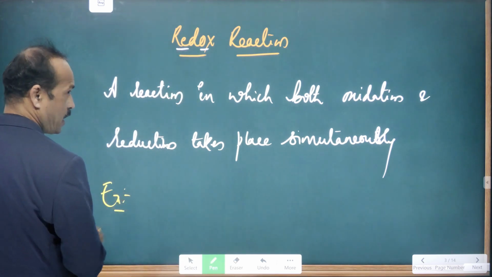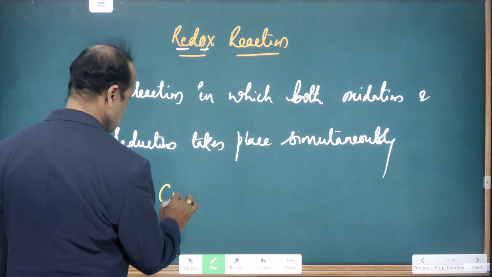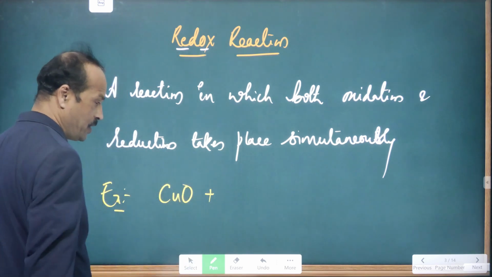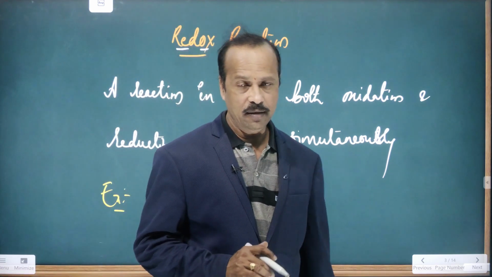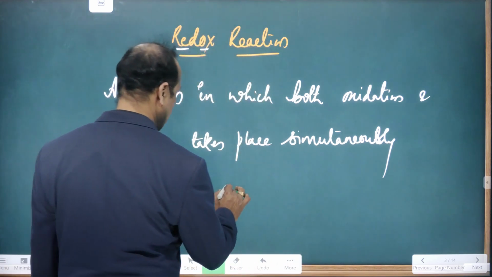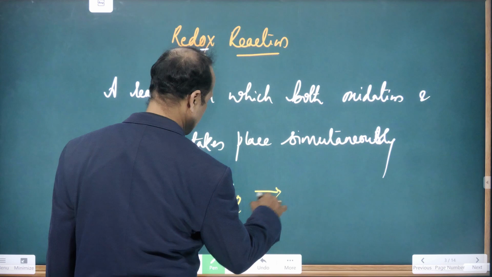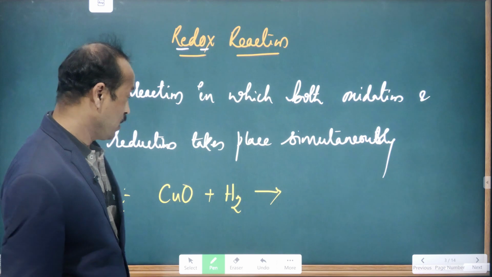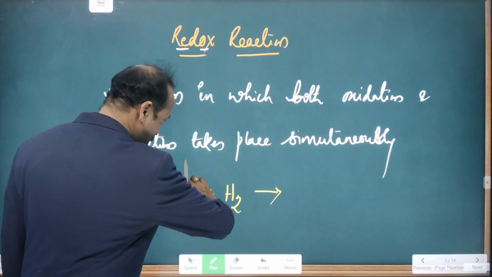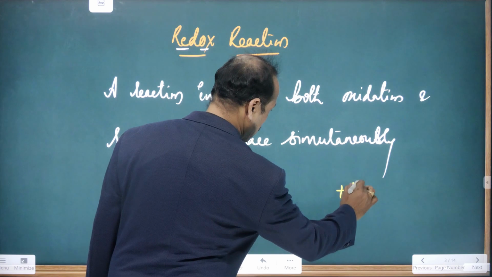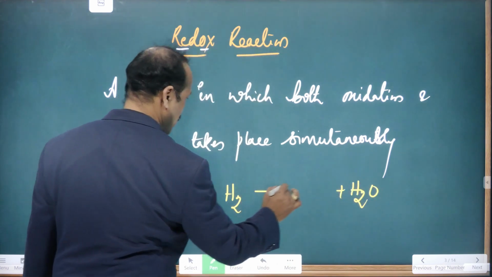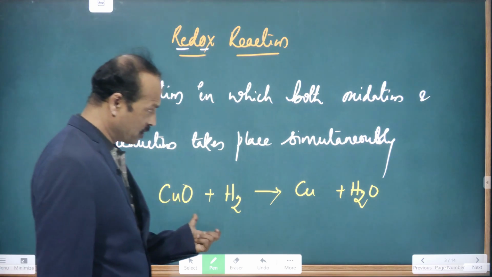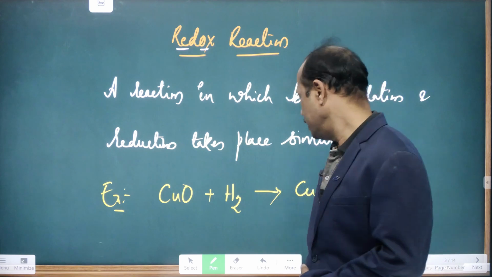For example, let us take copper oxide, CuO. The formula of copper oxide is CuO. Now if we pass hydrogen gas over the red hot copper oxide, what happens? The hydrogen takes out the oxygen to form water and copper. So on passing hydrogen gas over copper oxide, it gives copper and water.